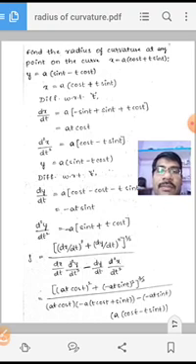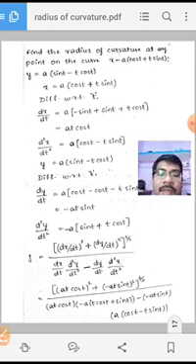Differentiate with respect to t. dx/dt is equal to a(−sin t + sin t + t cos t), that is equal to at cos t. Again differentiate with respect to t, d²x/dt² is a(cos t − t sin t). Here y is equal to a(sin t − t cos t). Differentiate with respect to t, dy/dt is equal to a(cos t − cos t + t sin t), which is equal to at sin t. Again differentiate with respect to t, d²y/dt² is equal to a(sin t + t cos t).